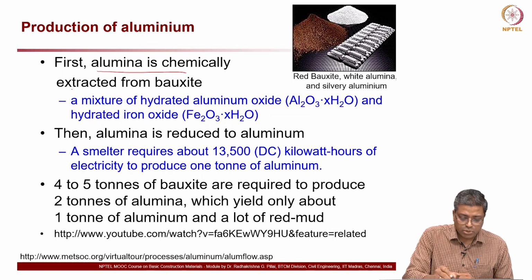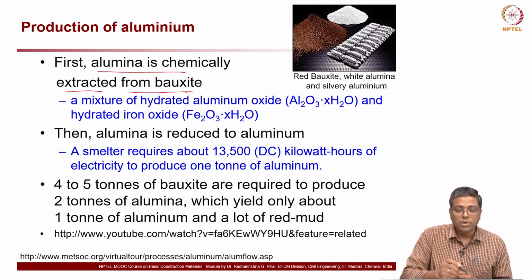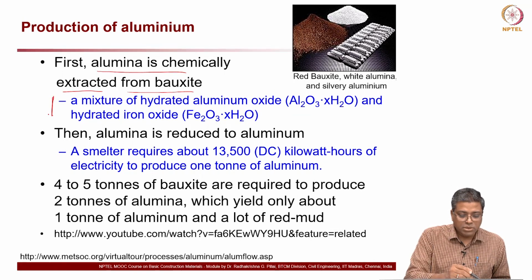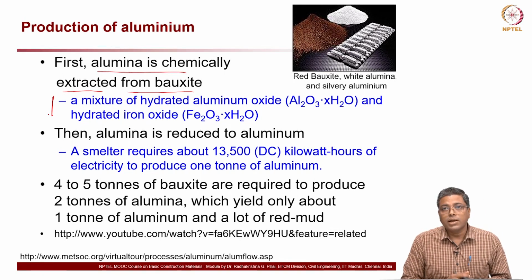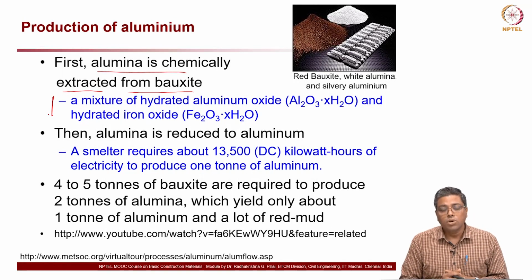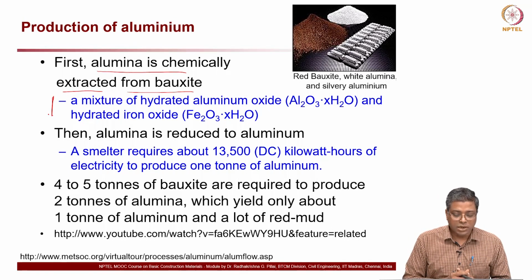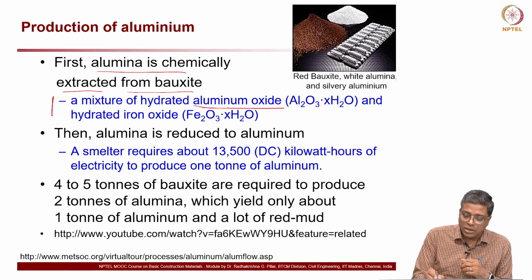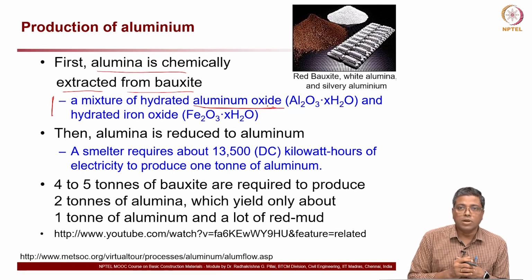First step is alumina is chemically extracted from bauxite. Now, what is there in bauxite? It is basically a mixture of hydrated aluminum oxide and hydrated iron oxide, and there are also other oxides present in that ore like titanium oxide, and some silica, etc. might be present in that ore material which you collect. And then this is our key element here, aluminum oxide.